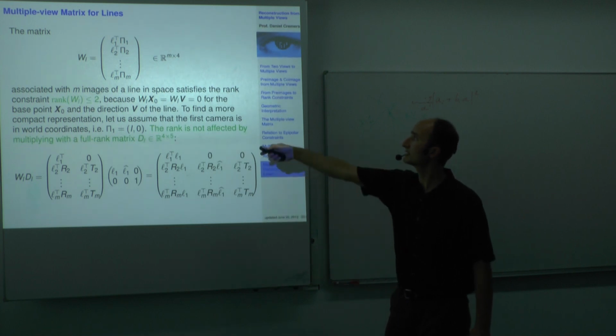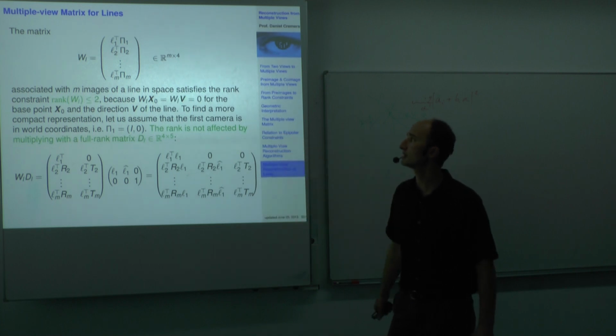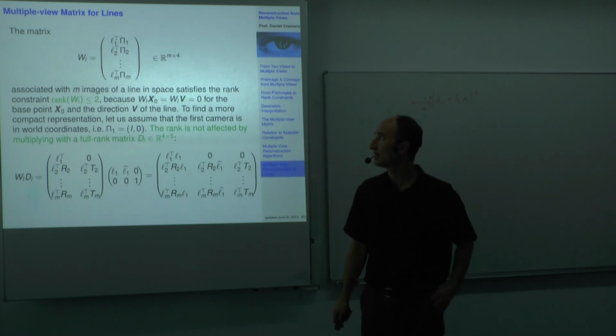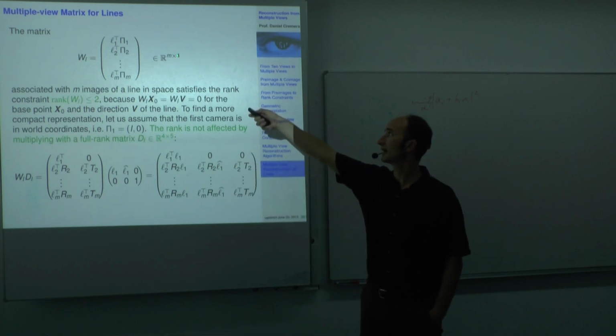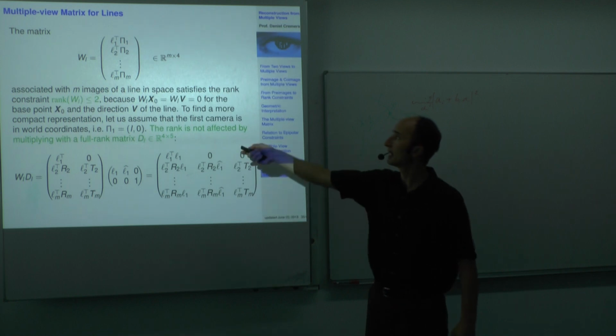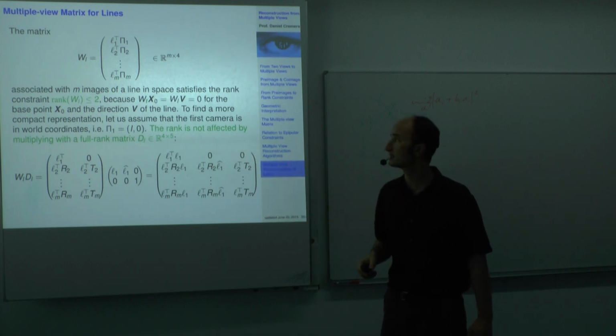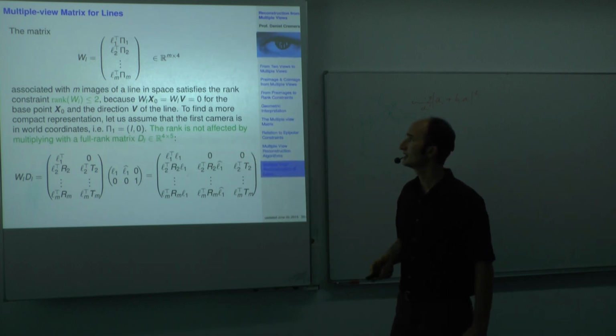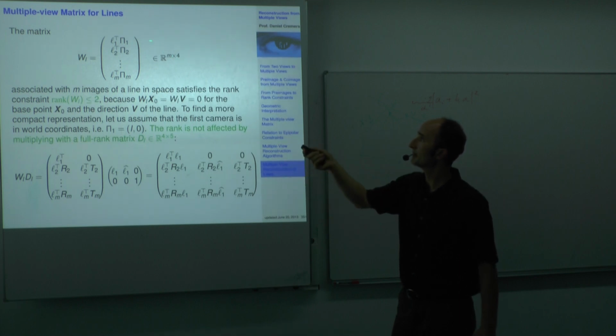So we have this expression. We know these two vectors are in the null space of WL, and so we know that instead of having rank 4, it can have at most rank 2. Otherwise, we don't have that two-dimensional null space. So this matrix is an m×4 matrix with rank less than or equal to 2.